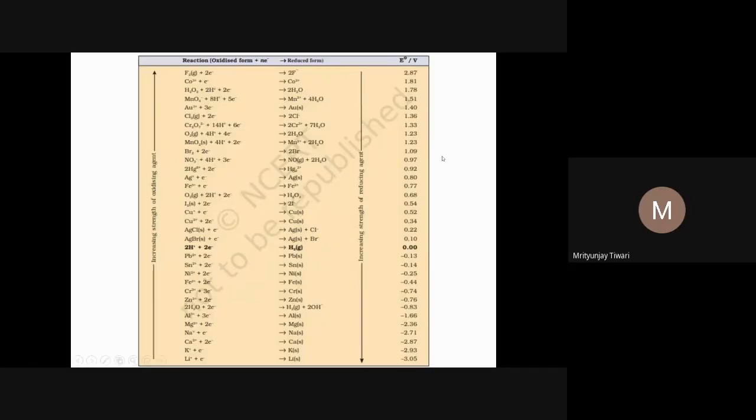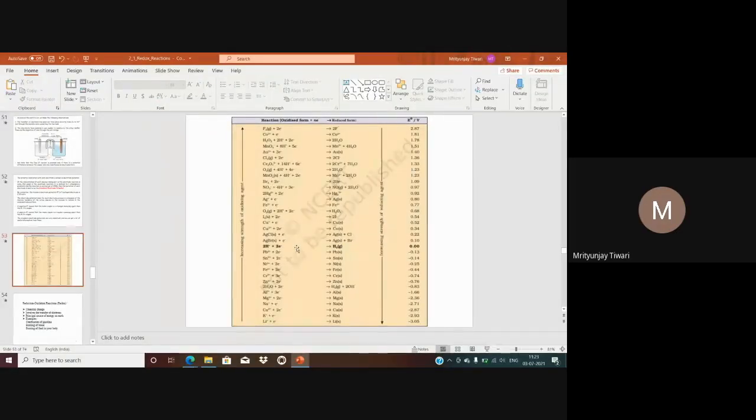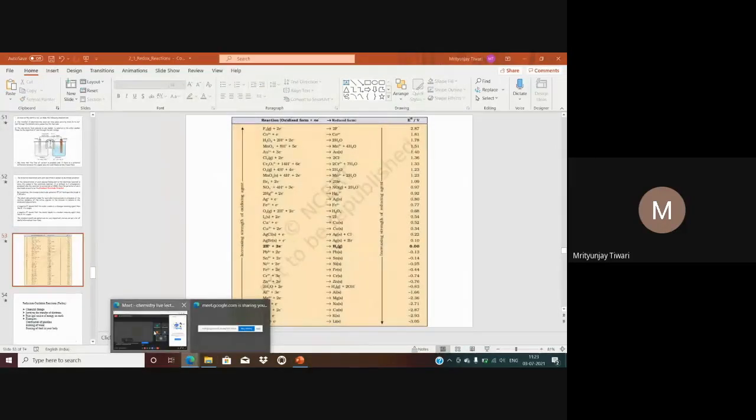And in that chapter, we will need the concept of oxidation and reduction. These oxidation and reduction processes are very important, not only for electrode potential, but even for understanding some other things, you will also need their help. So now I will stop here.